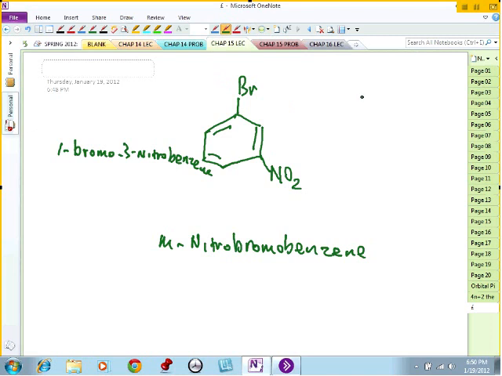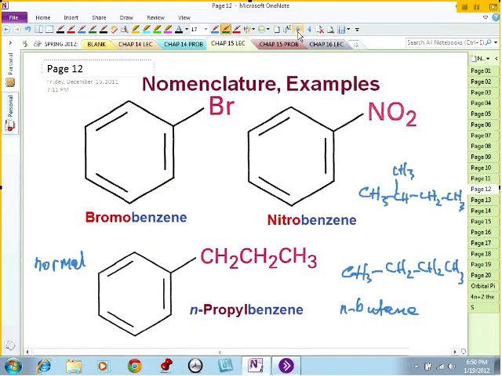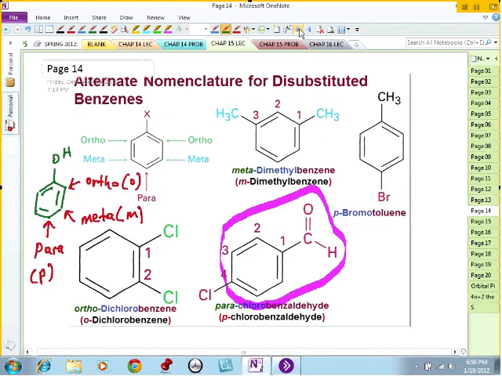Which one? Can you say m-bromonitrobenzene? Yes, you could do that too. Okay, so now let us go back to where we are. Okay, very good. So at this point, yes. This one here?